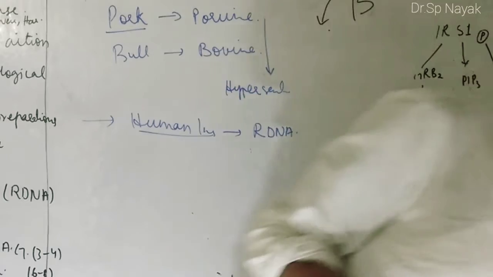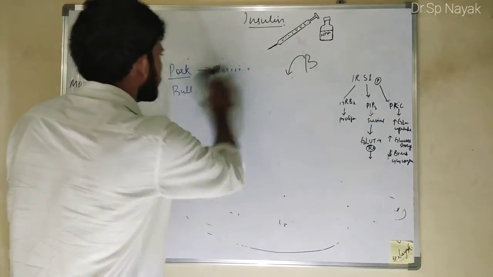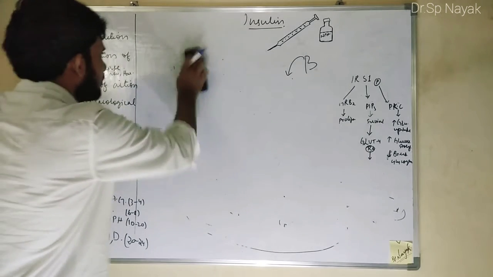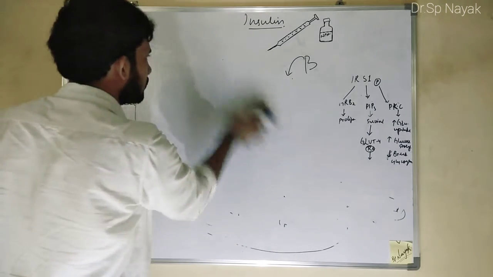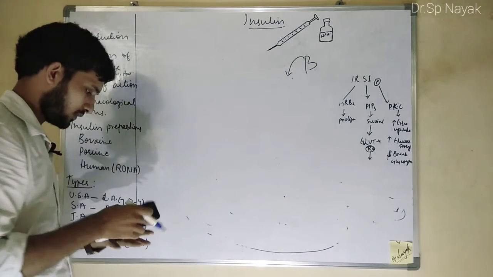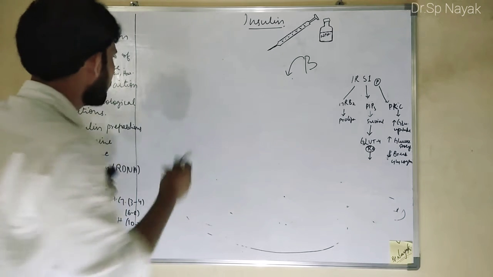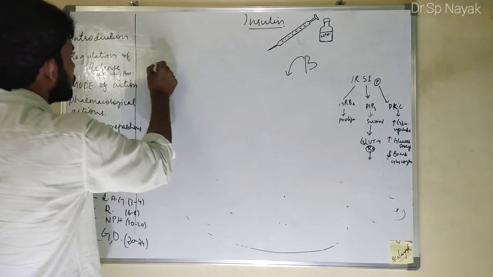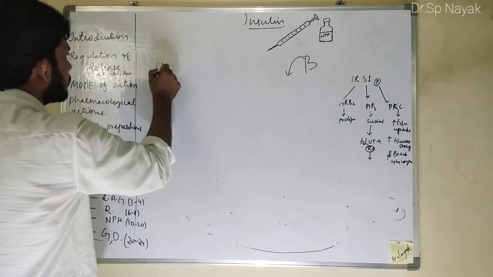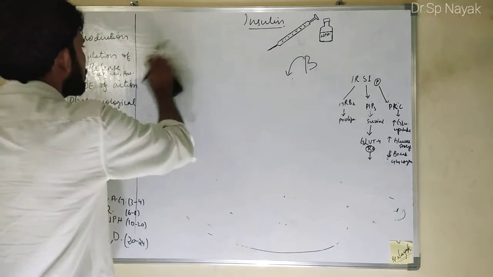Now let us see the classification of insulin. In the classification, we have 4 different classifications. The first one is ultra short acting insulin.